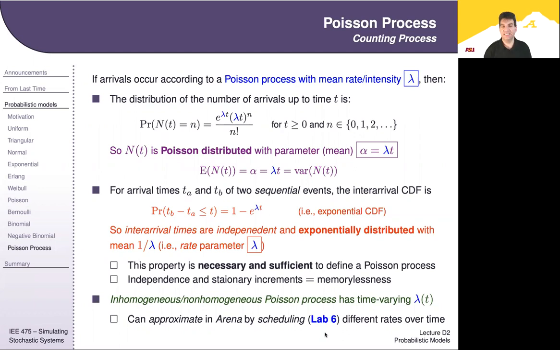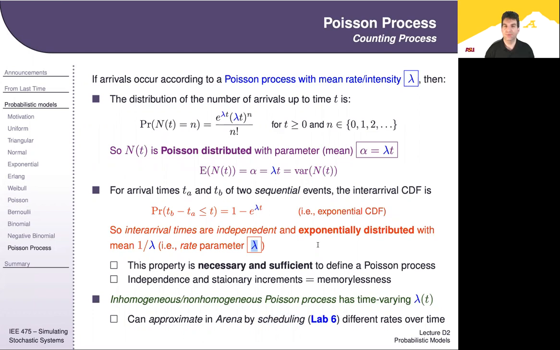And ARENA has the ability to implement non-homogeneous or inhomogeneous Poisson processes through a scheduling variable. And so you basically can generate inter-arrival times from exponentials where the rate going into that exponential changes over time, and you can schedule what that rate is going to be at different times of your simulation. And that allows you to simulate a non-homogeneous Poisson process inside ARENA.